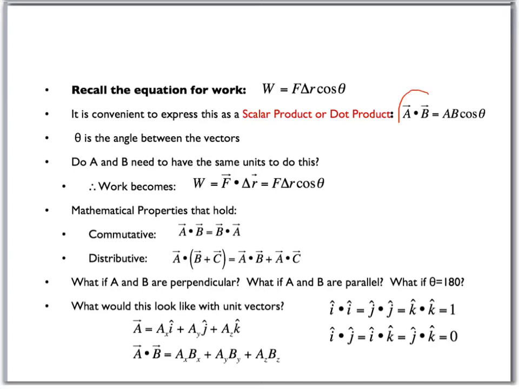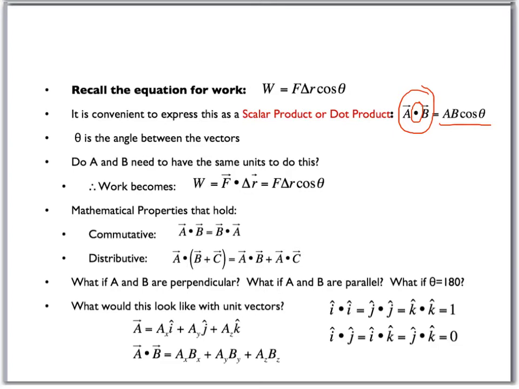A dot B is an operation that can be done with vectors. Just like multiplication or division is an operation that can be done with numbers, the dot product, or that big fat dot in the middle, is an operation that can be done with vectors. When you perform this operation, A dot B is equal to the magnitude of A multiplied by the magnitude of B, and then multiplied by the cosine of the angle between the two vectors. So theta is that angle between vectors A and B.